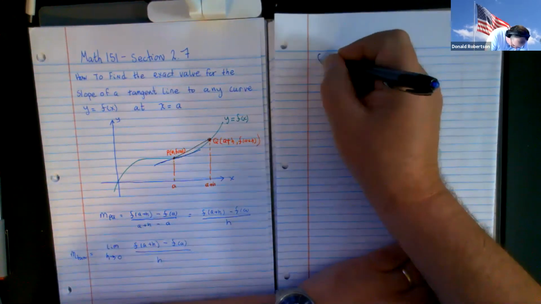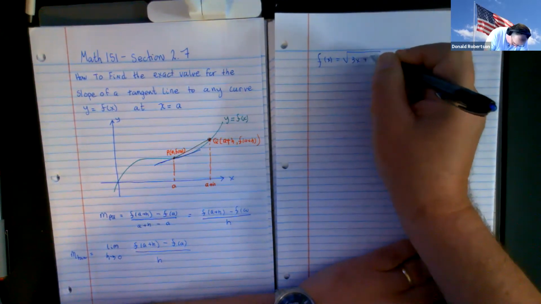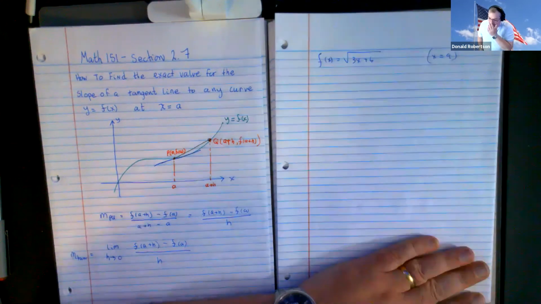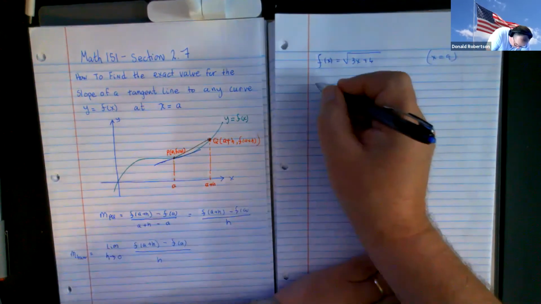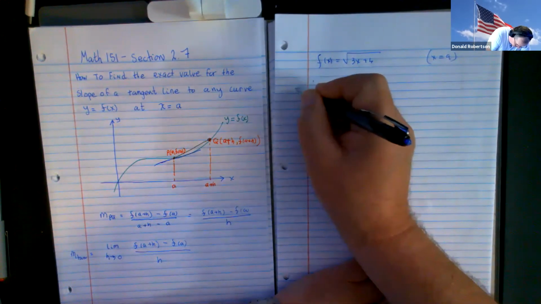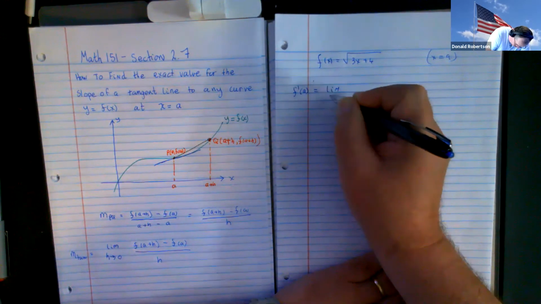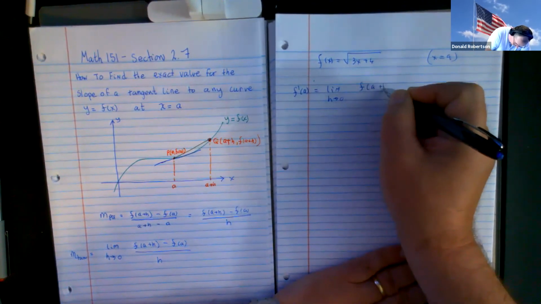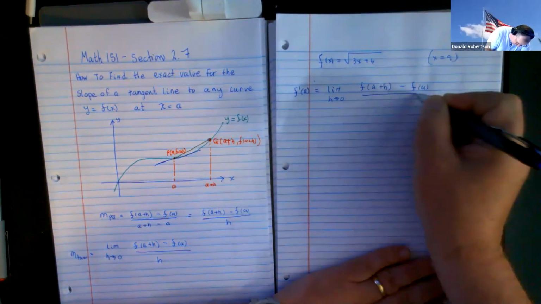Same function. What we're going to do to x equals a. So we're going to generalize it now. So it's going to be the limit as h tends to 0. F of a plus h. Take away f of a over h.